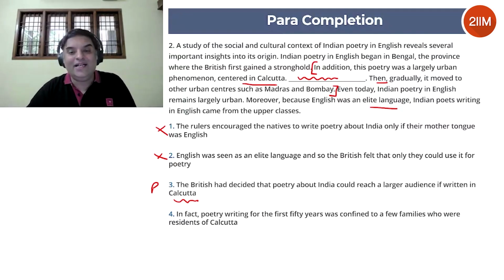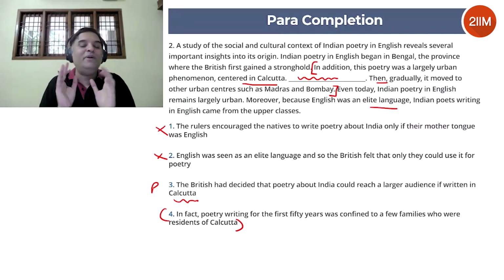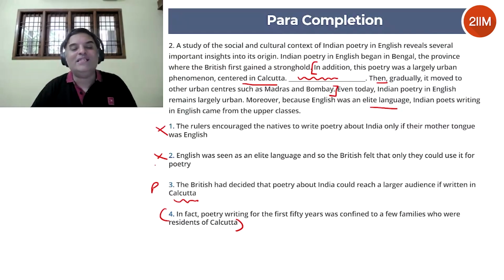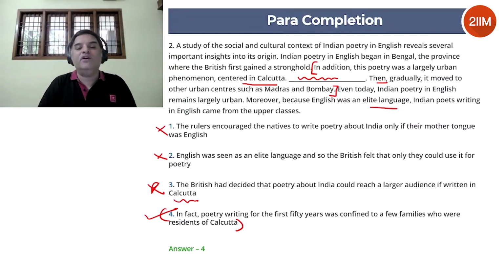So it says centered in Calcutta. This sentence elaborates on it, talks about Calcutta, talks about the fact that it was confined to a few families, and then gradually moved to other urban centers. So between 3 and 4, 4 is definitely a better fit, and that is the answer. Okay, this, especially as compared to the first question, is manageable, provided you follow the right approach.